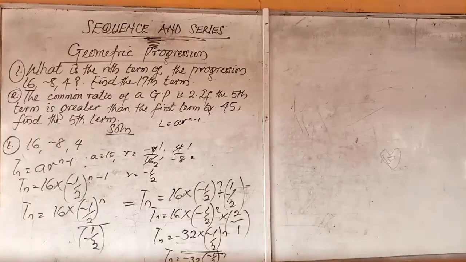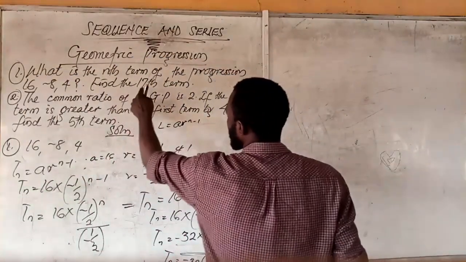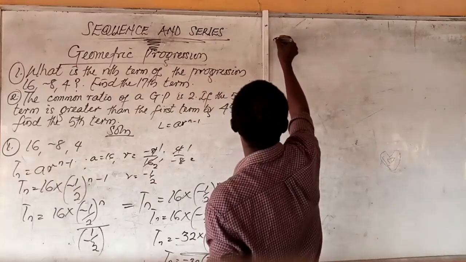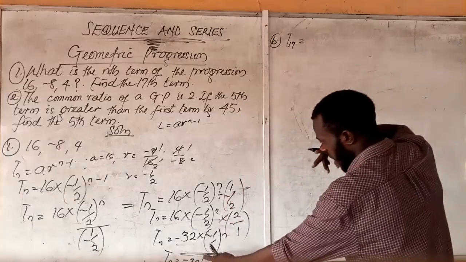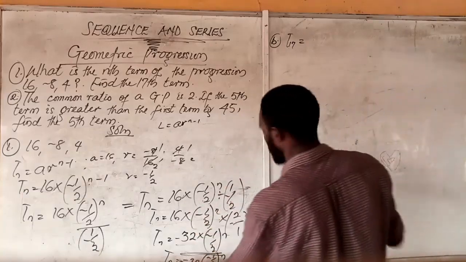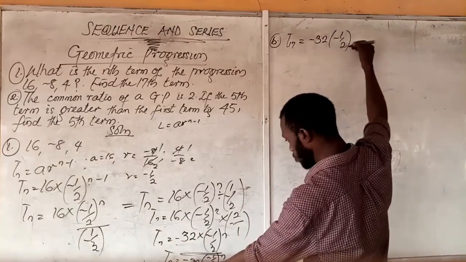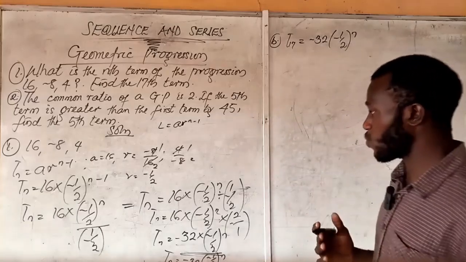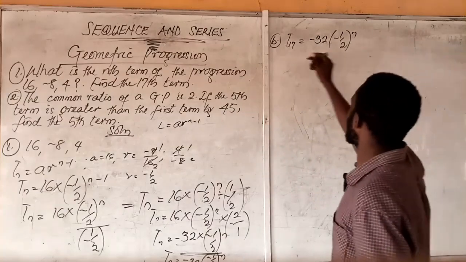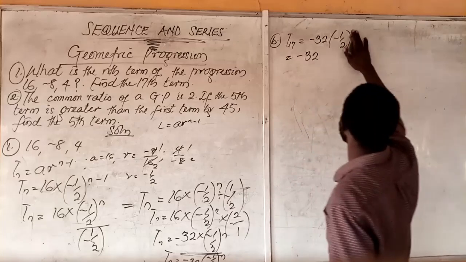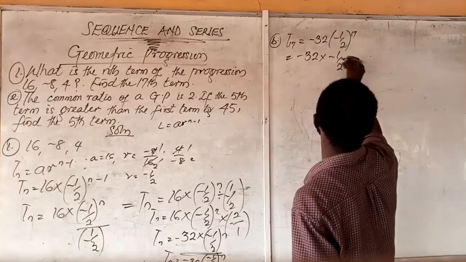Now let's go on to the second question. The second question says that we should find the 17th term. So the B part says T17. Now we already know that this is our nth term, right? So we can basically plug in that value and it becomes minus 32 open bracket minus 1 over 2 to the n. I will use the formula directly and show you that we'll get the same answer. So we have minus 32, n is now 17, of course, so you have minus 32 times minus 1 over 2 raised to power 17.